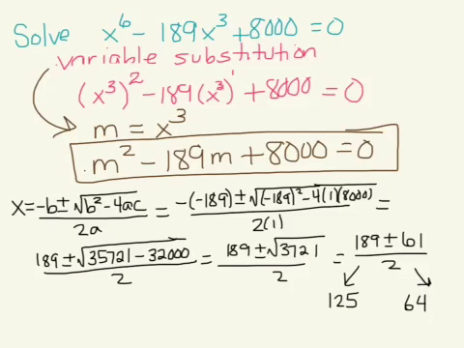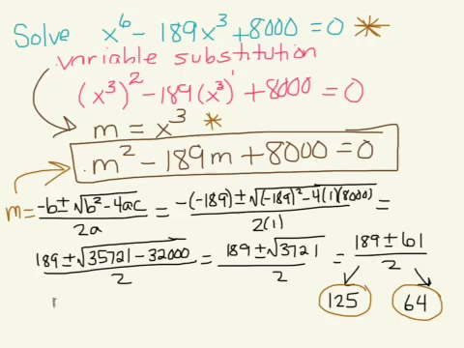So these are the values of not x, but m in the problem, because we solved this equation using m. And our original problem is in terms of x. So with these two values, we said that m is equal to x cubed. So we had m is equal to 125 and m is equal to 64. And m is the same thing as x cubed. So x cubed is equal to 64, and x cubed is equal to 125.